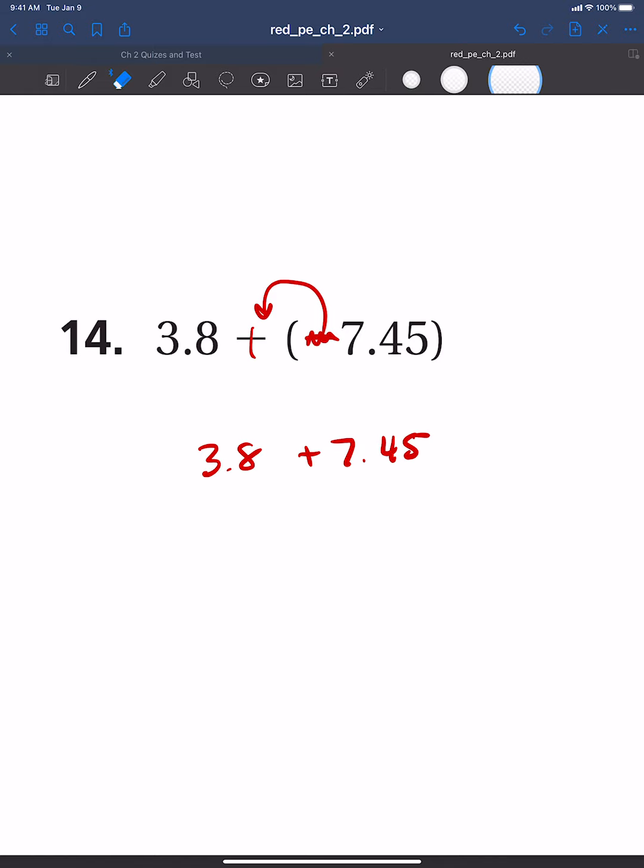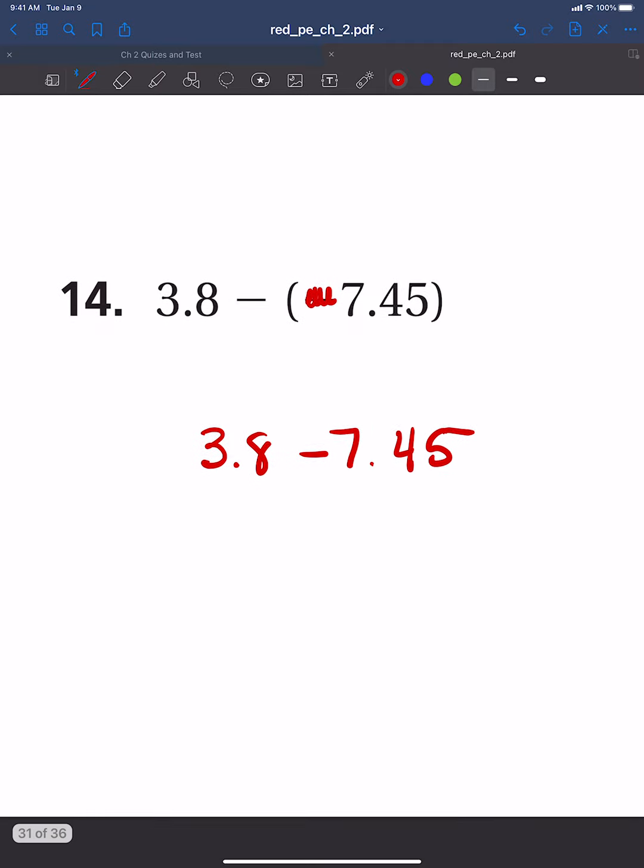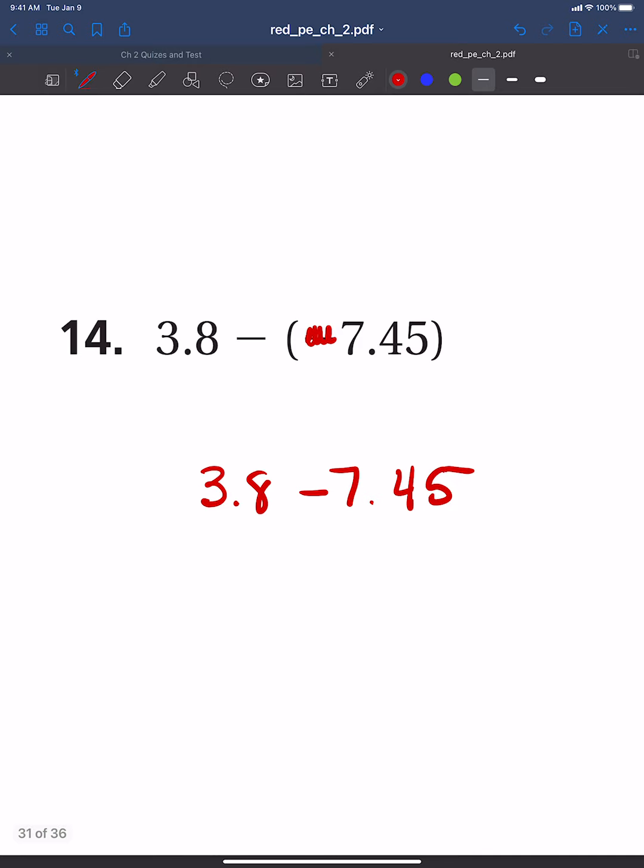Okay, hold on. I'm kind of sad that I didn't give you a problem that wasn't double negative. So can we do this? 3.8 minus 7.45 instead? Yeah. It's still negative though. Okay, so you're telling me that's not 7.45, that's negative 7.45. So give that minus sign to him and turn it into a plus.